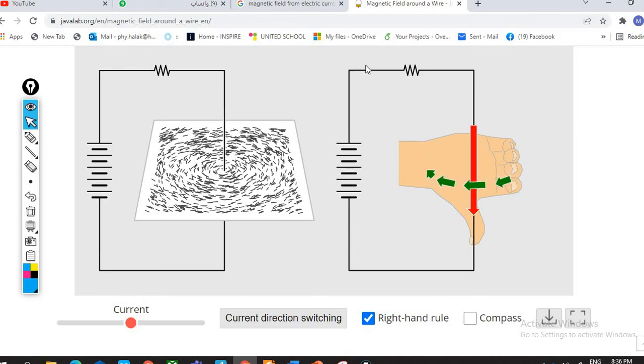Let's take some examples about the right hand rule to understand it. For example, let's imagine that here we have a wire and the electric current is directed upward. Then the magnetic field will be circles. Now, counterclockwise or clockwise? Let's apply the right hand rule. Put your thumb in the direction of the electric current, rotate the fingers. For this case, it will be counterclockwise.